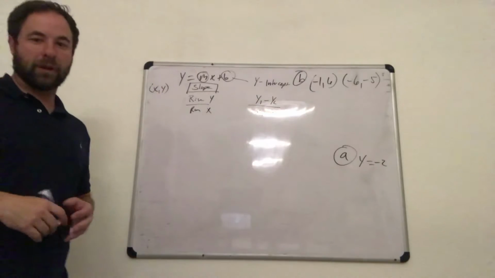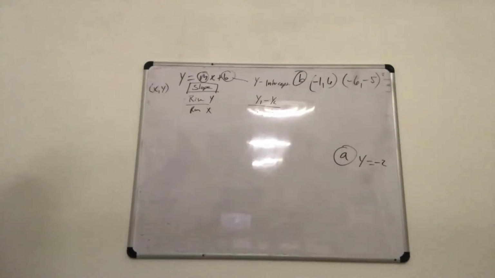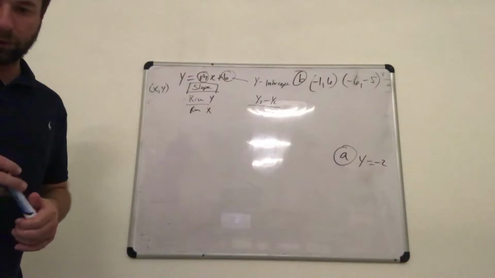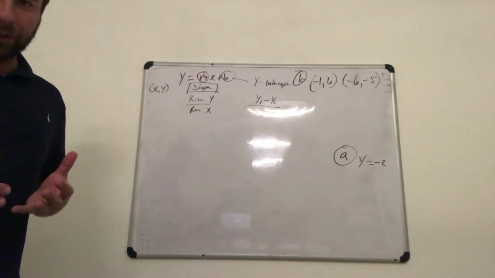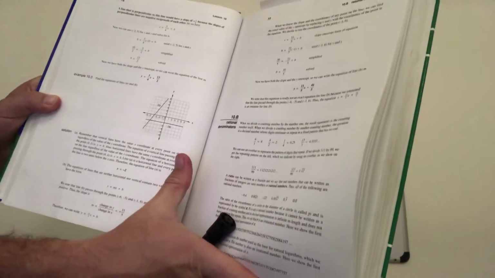Last one on this concept is in your book on page 76, example 10.3, and you're going to need your book to look at this one. What they did was they gave you a coordinate plane, and it has two different lines on it. So if you can see that one right there, A and B.